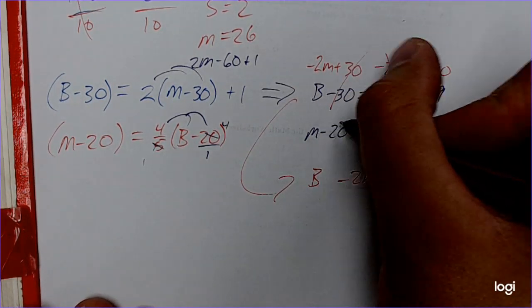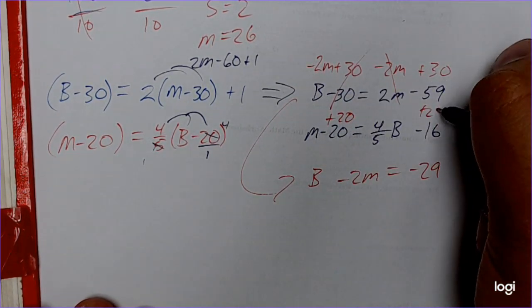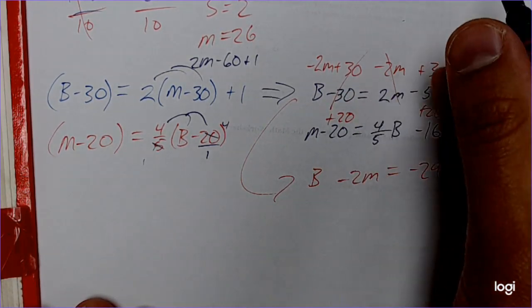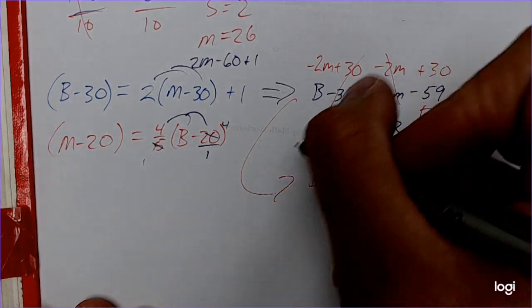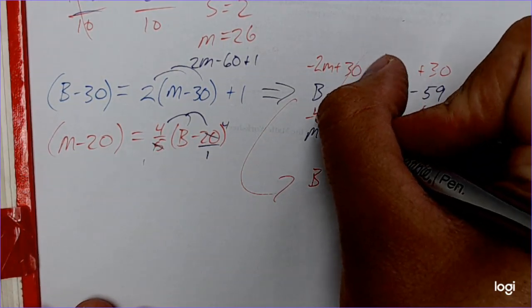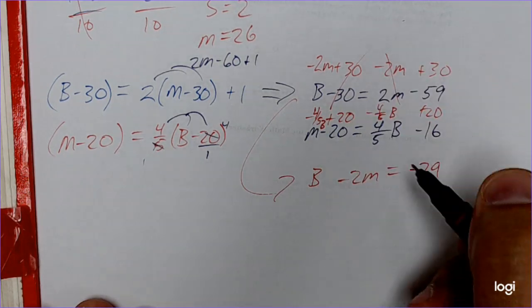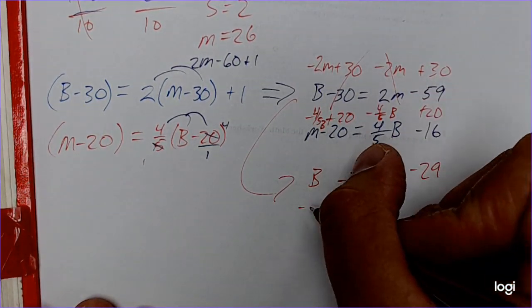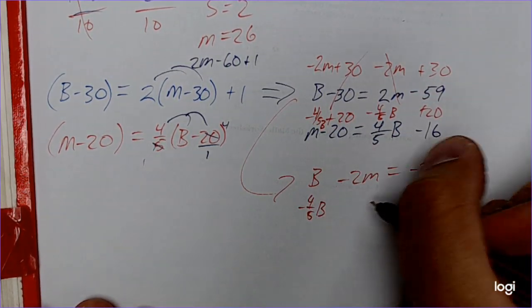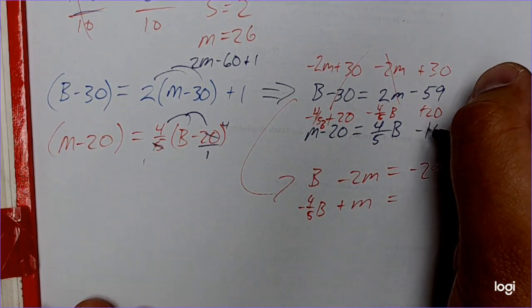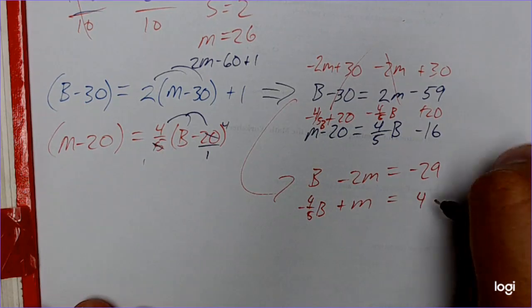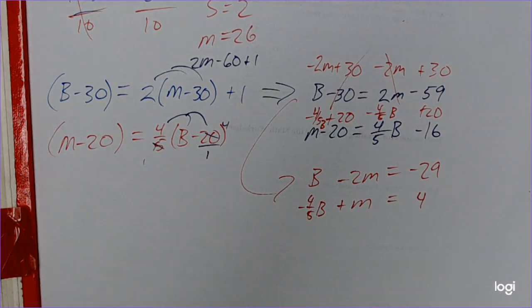Let's do the same thing with the bottom equation. We'll add 20 to each side, then we'll subtract 4/5 b. That fraction is not working out for us anymore. Negative 4/5 b, right? And I'm going to make sure the b is in the front. So I'm going to have negative 4/5 b plus m equals, let's see here, 20 minus 16, 4. Right, so now I've got two equations. This looks a lot better, but that fraction's bugging me.